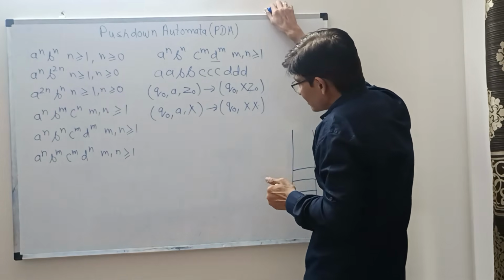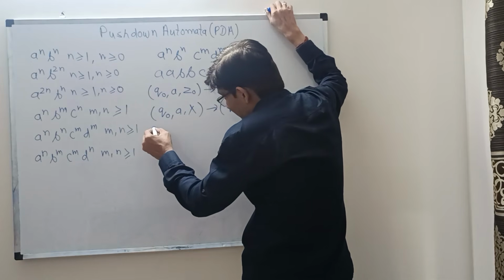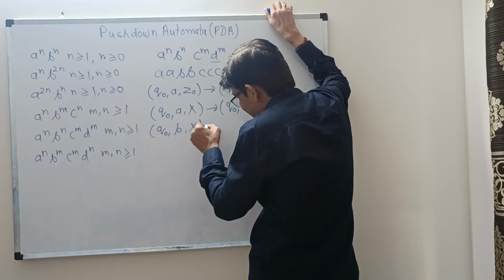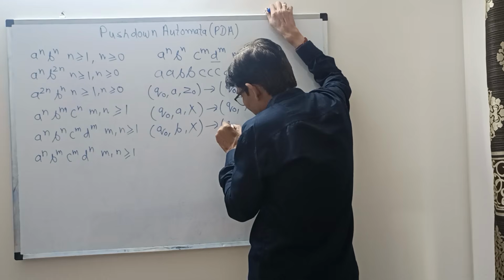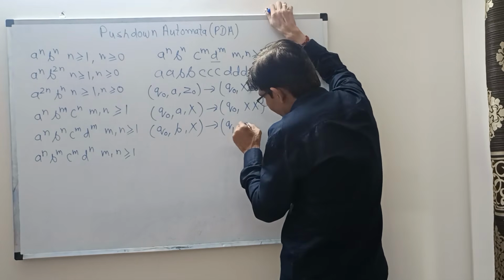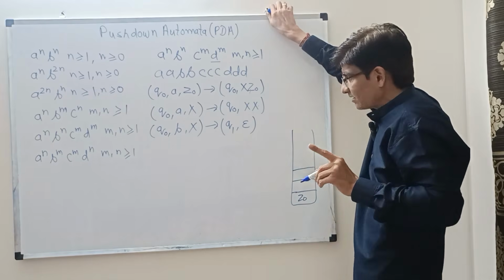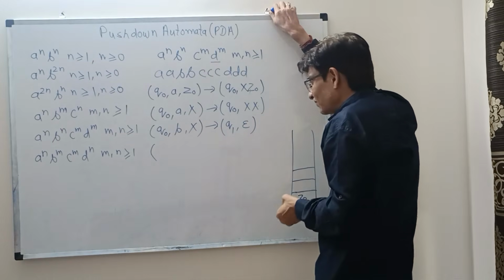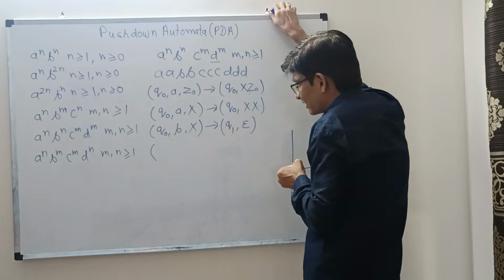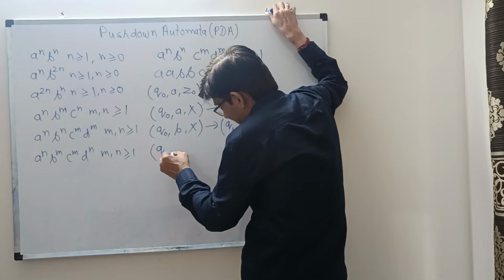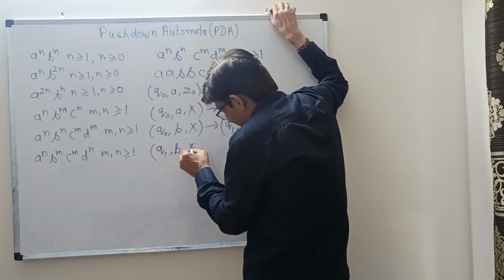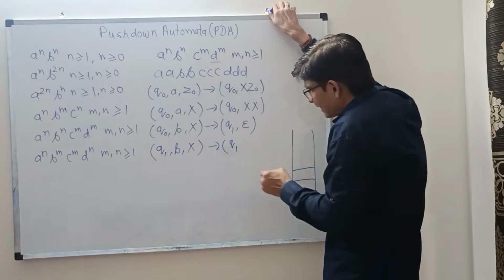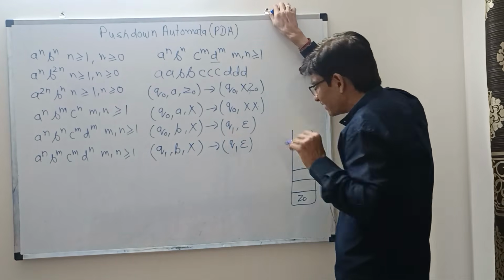Now after reading first B, we must be in Q0. So we are in Q0, we are reading B, stack top is X, then we must change our state to Q1, and we must pop one element from the stack, which is obviously X. Now after reading first B, we have moved to state Q1. So on Q1 we can have second B. At that time stack top must be X for valid strings. So we can stay in Q1 and pop one element again.